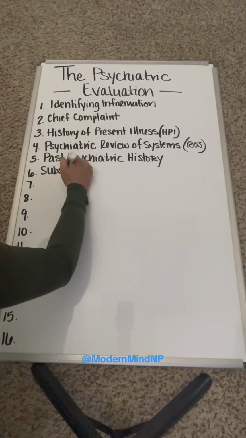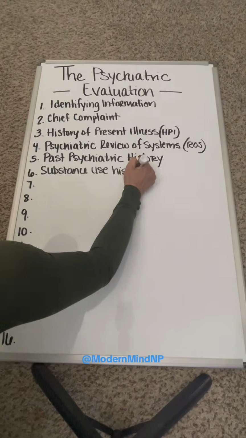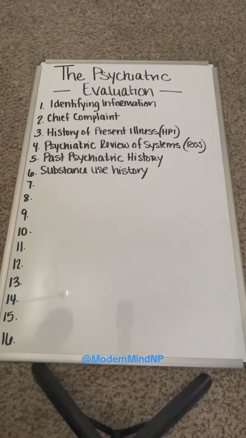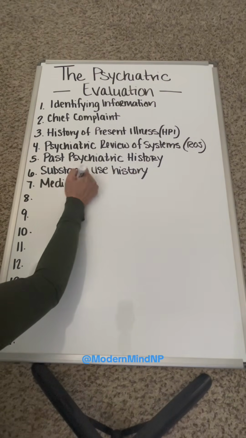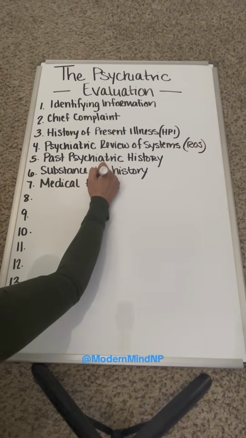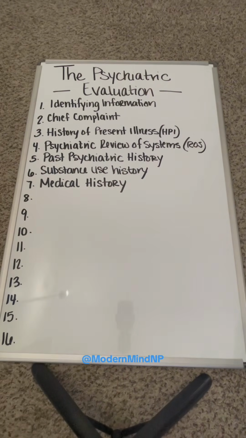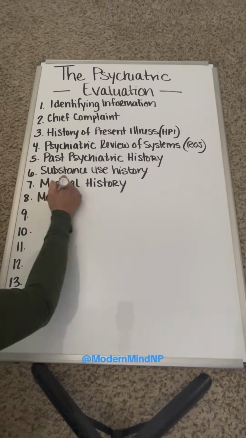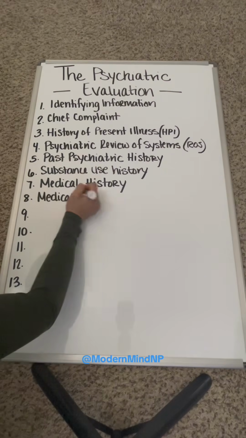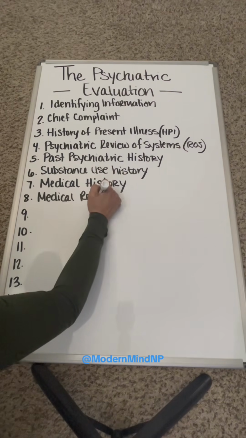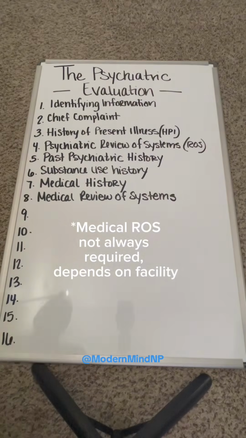Since I'm already on the topic of past mental health history, I'll then go into their substance use history. Most forms will actually have medical next and then substance use, but I flip them because I'm already on the topic. Then I go into their medical history, any medical conditions, meds they're taking. It's especially important to ask about any traumatic brain injuries since it's common for mental health disorders to occur after a brain injury. Then a quick medical review of systems just to see how they're feeling physically.